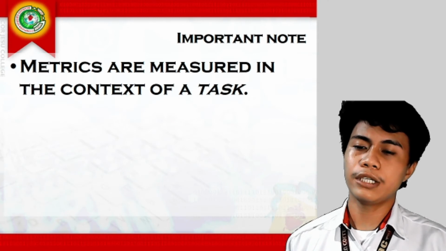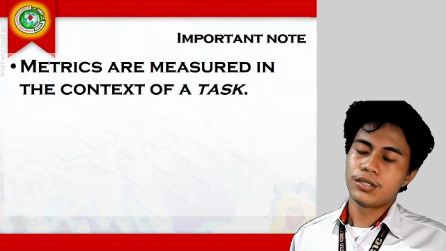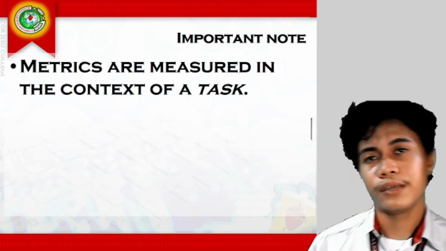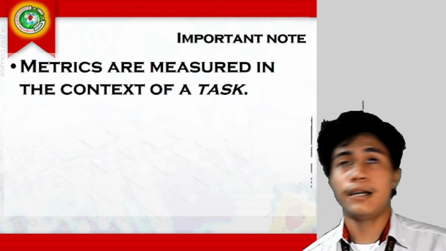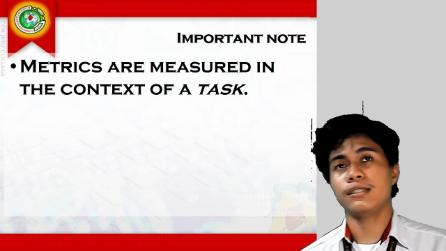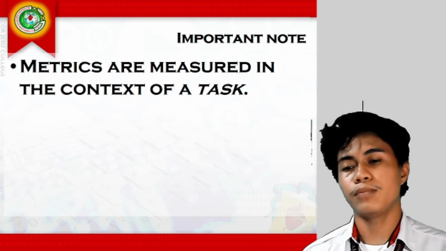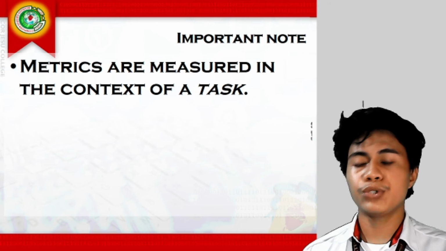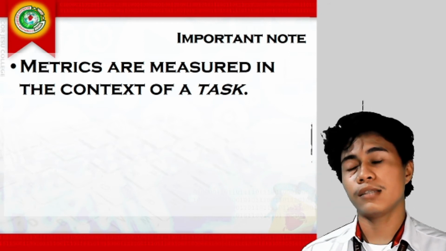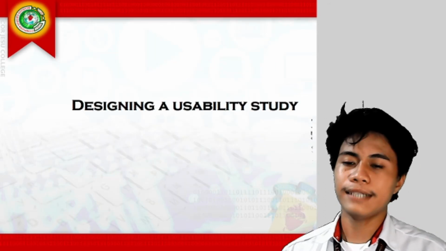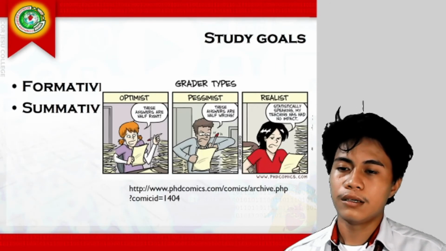Metrics are measured in the context of a task. So the best example for this is a hard or challenging task. Since a hard or challenging task is very hard to complete, if the user completes it, then the task is effective.